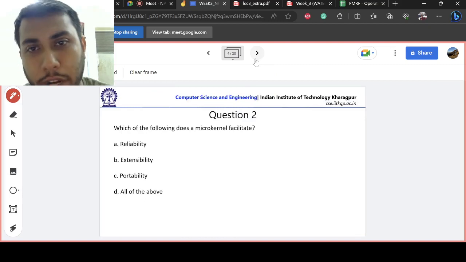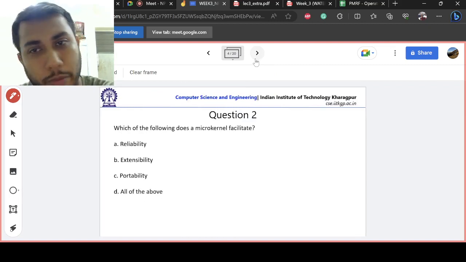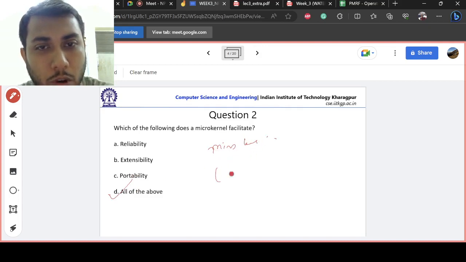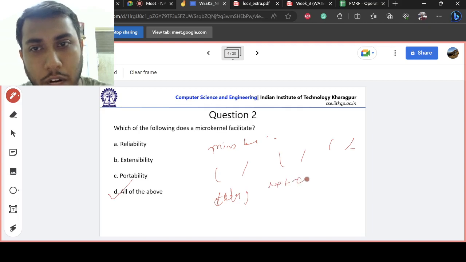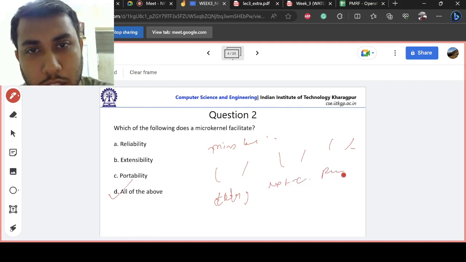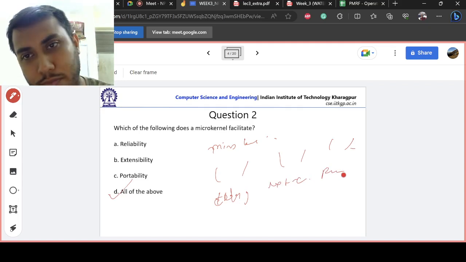Which of the following does a microkernel facilitate: reliability, extensibility, and portability? Basically all of them. A microkernel is basically small modules of your kernel, so it is easy to debug, extend to create a new kernel, or port it to someplace else. So that is the use of a microkernel.